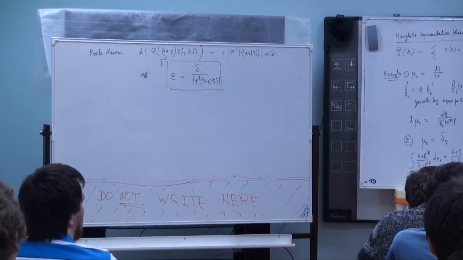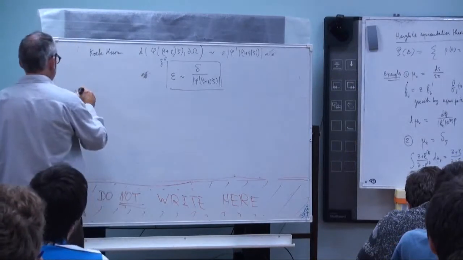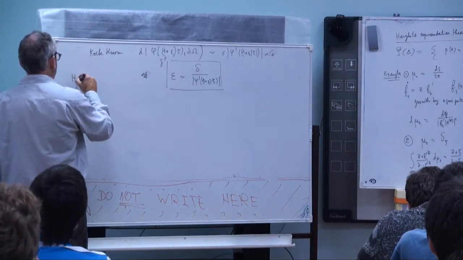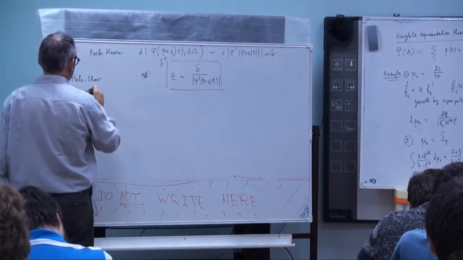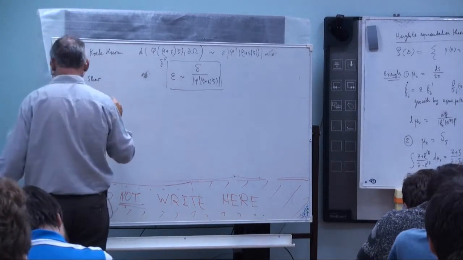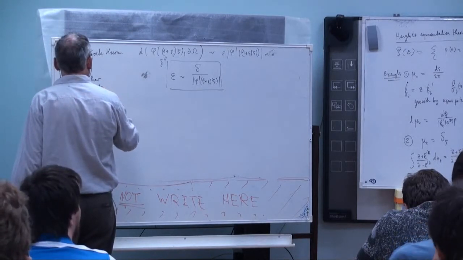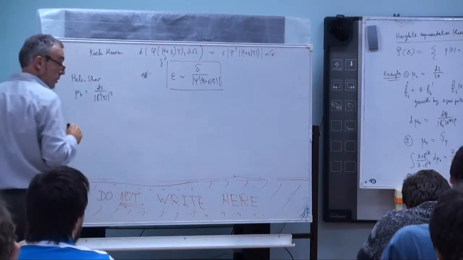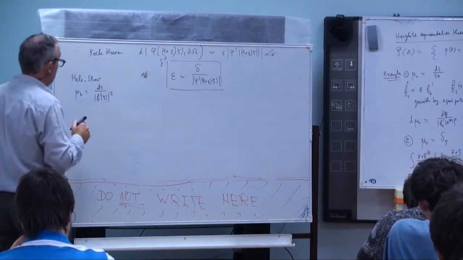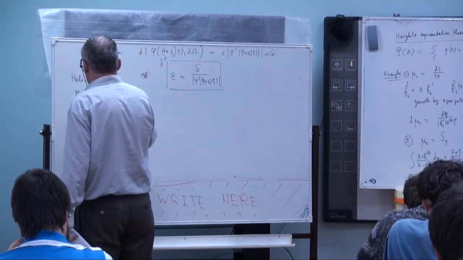So now we have replaced Loewner-Shaw. I recall that Hele-Shaw was mu_t equals ds over f prime of zeta squared. Okay. And now we have regularized Hele-Shaw.